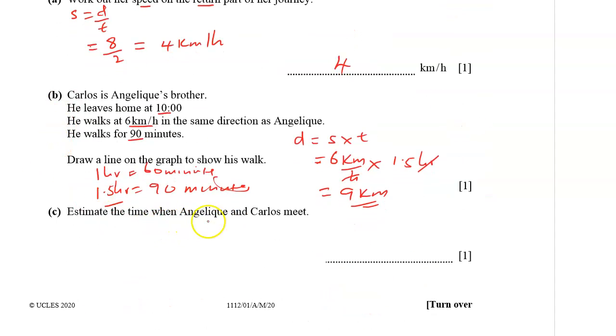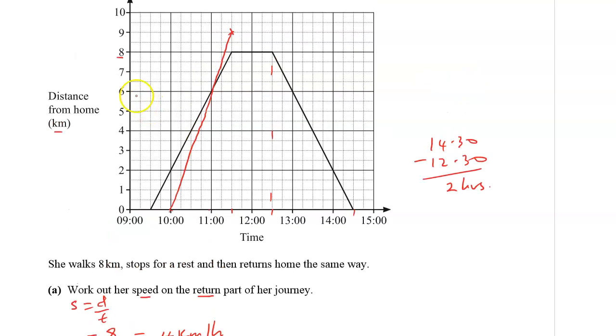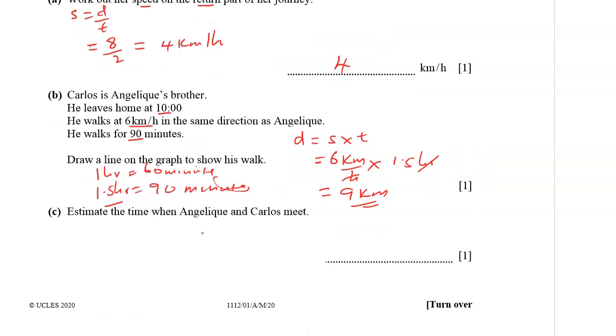Estimate the time when Angelique and Carlos meet. Of course, you look at where the graphs cross each other. You find that the graphs cross each other at 11 hours. So to estimate, check where the two graphs cross, and that will be 11:00.